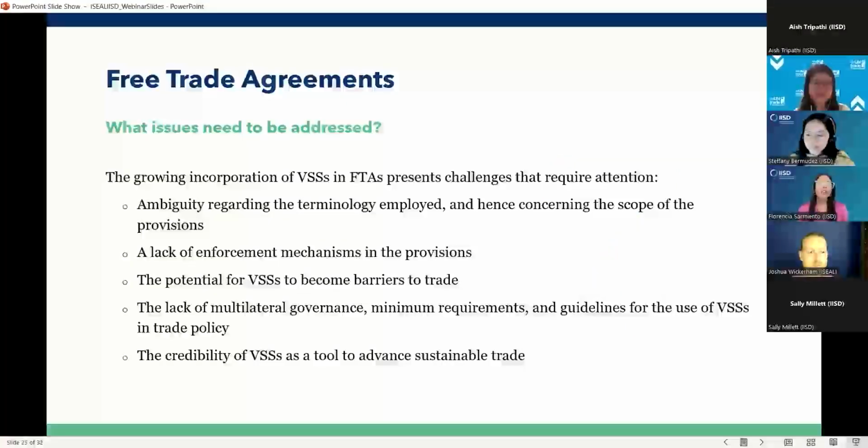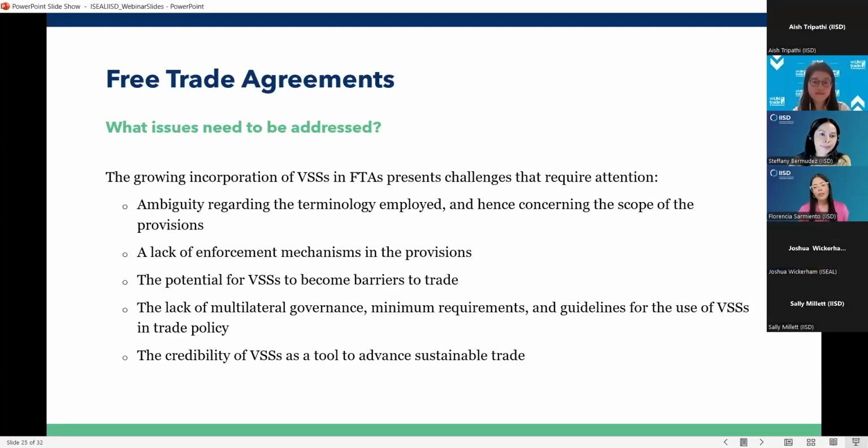Let me now turn to the issues that need to be addressed. We identified in our analysis 5 issues related to the recognition and incorporation of VSS in FTAs that need to be addressed in order to maximize their benefits. The first one is ambiguity. As I mentioned before, there are different terms used to refer to VSS, and this may result in a lack of clarity about the scope of such provisions. To address this, perhaps standardized definitions or advocating for universally accepted terms will help address the issue in future agreements.